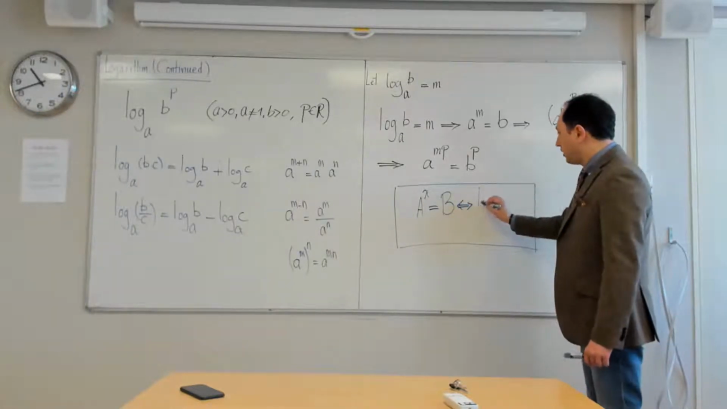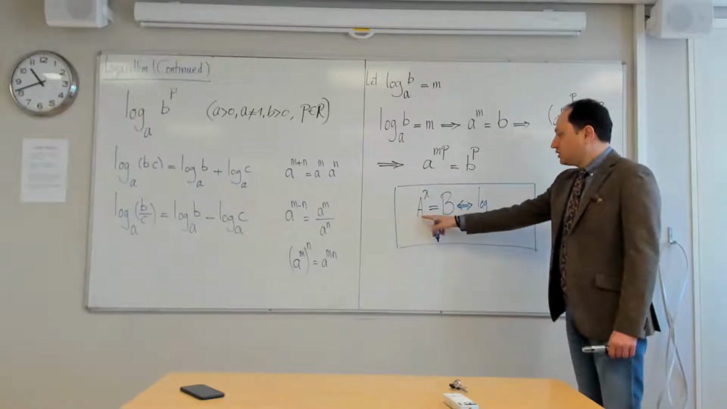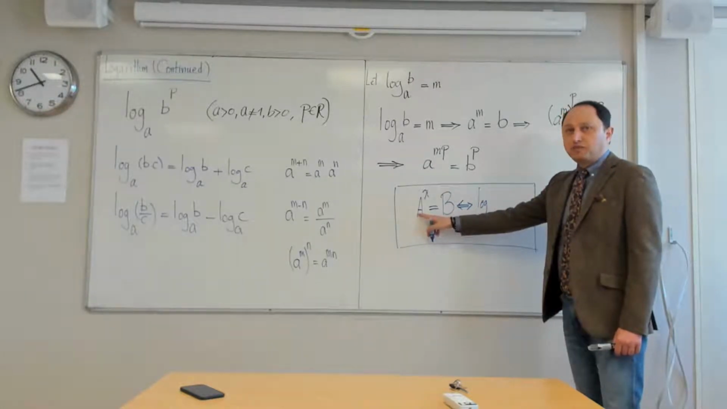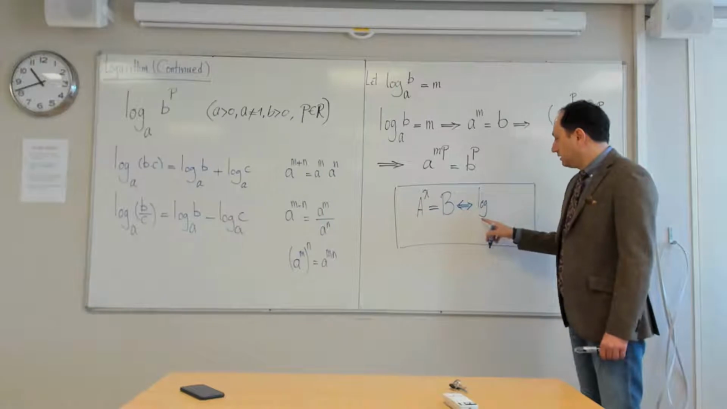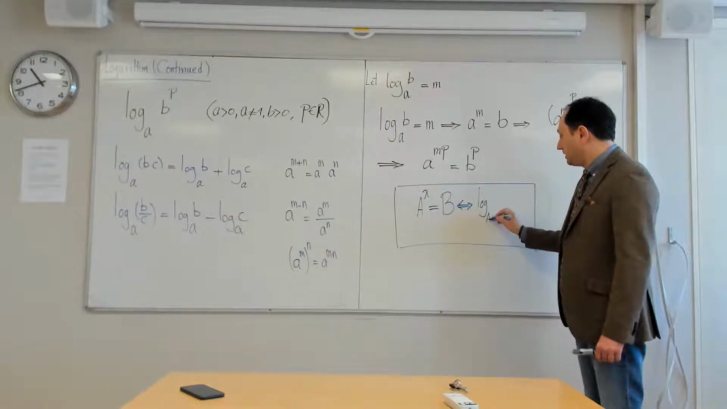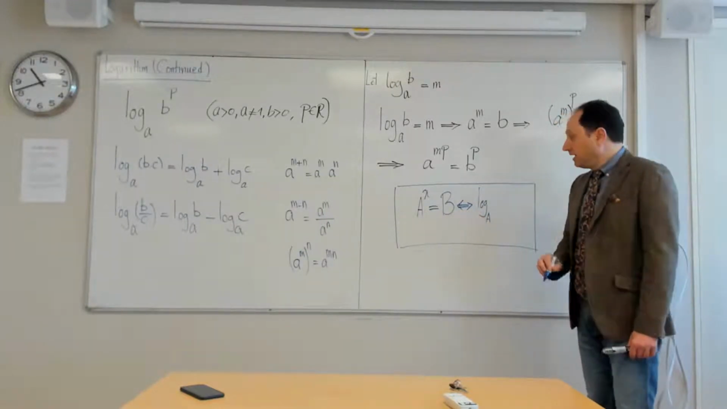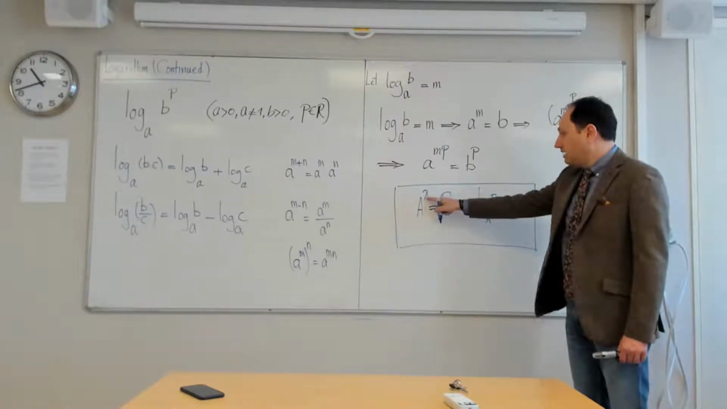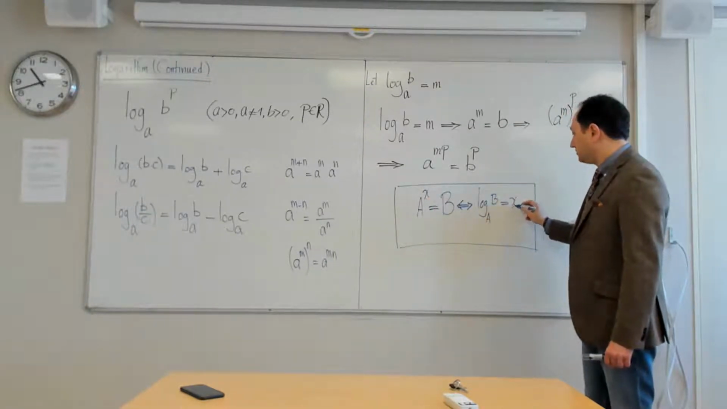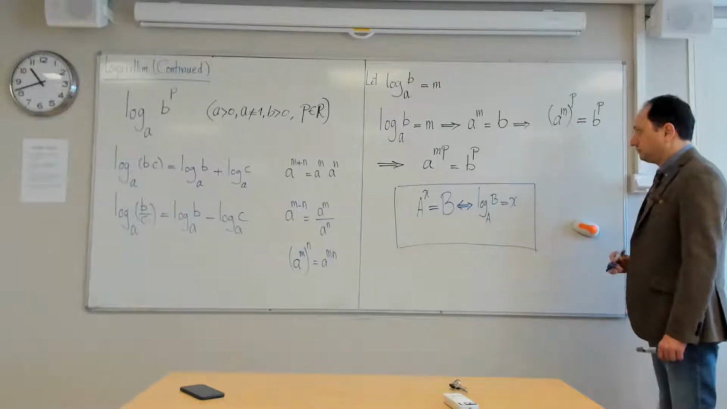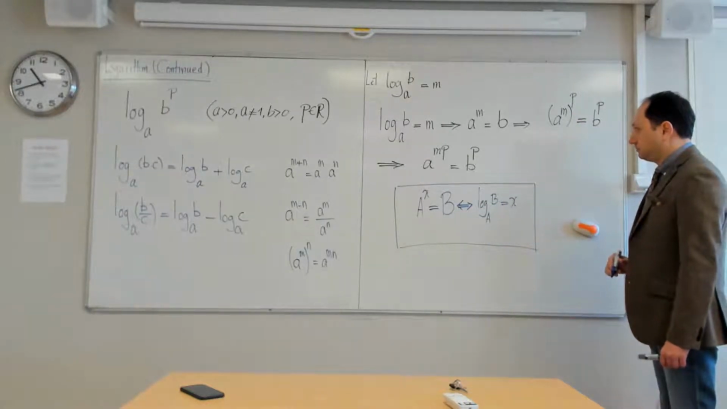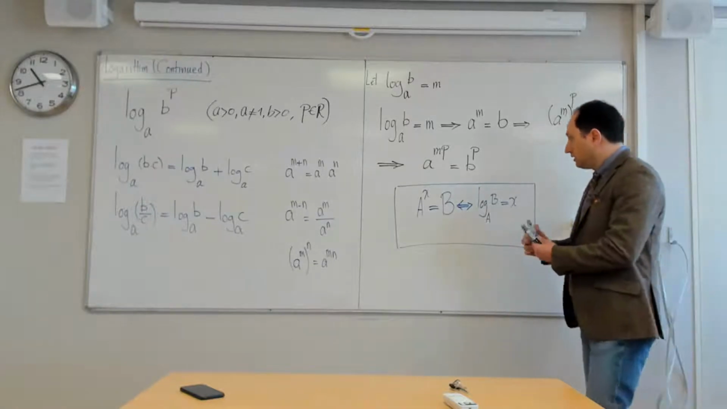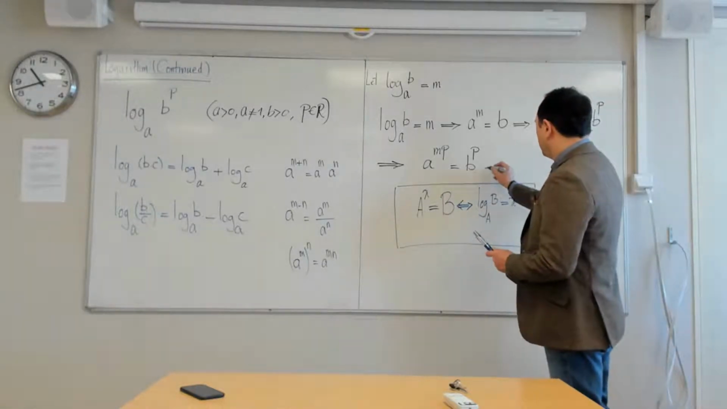I need to put a log here. This was playing the role of the base for my exponent, for my power. This is still also playing the role of the base for my log. But b goes in front, x goes as the answer. Log of b to the power p in base a equals mp. Yeah, thank you very much.